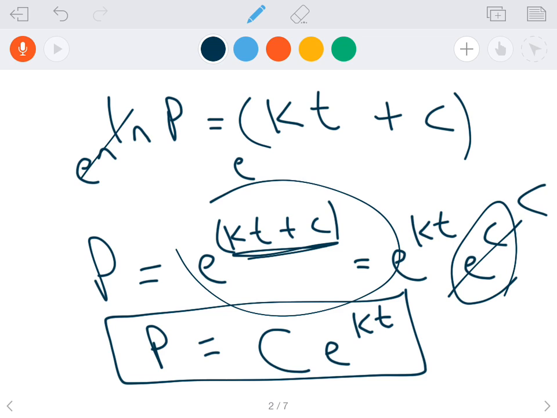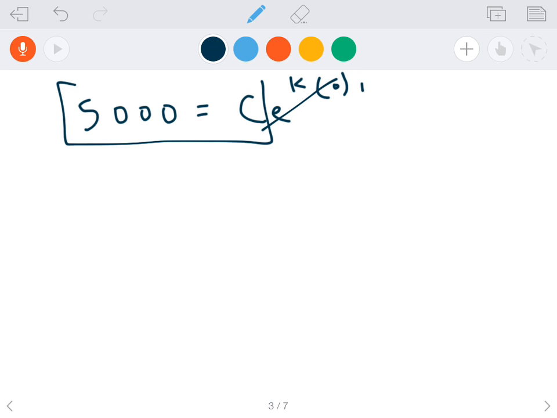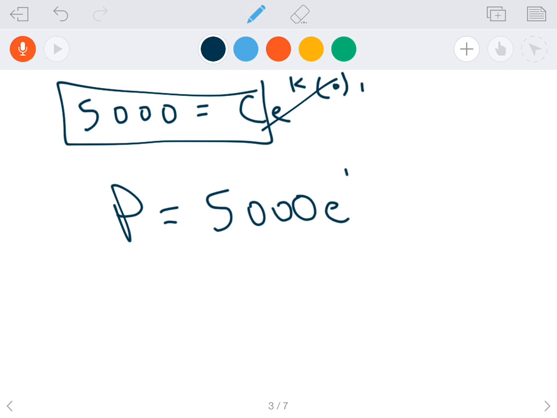Now let's go back to what the actual problem said. It said that when t equals 0, p equals 5,000. That 5,000 is my value for c. c is the initial amount, but we can prove that. You don't have to take my word for it. It said that p is equal to 5,000, and then I have 5,000 equals c e to the k times 0. Anything raised to the 0 power is just 1, and so there you have it. c is 5,000. So I can replace c with 5,000 in my equation.